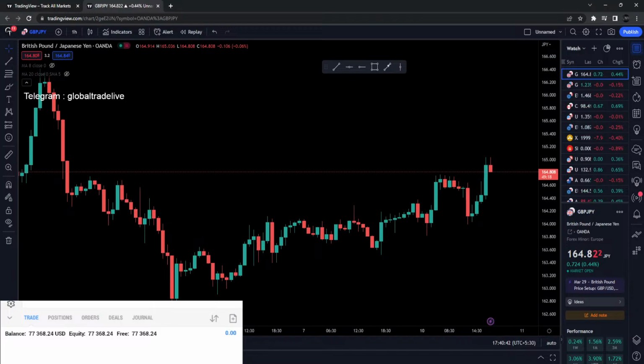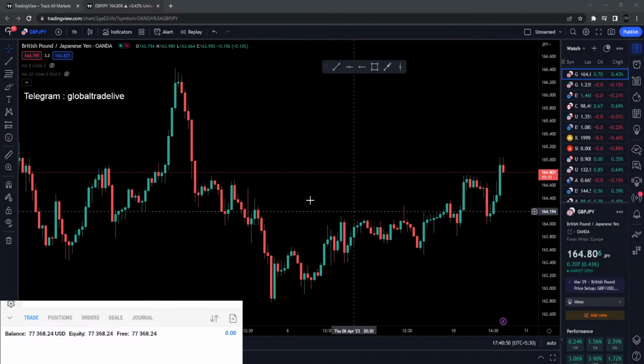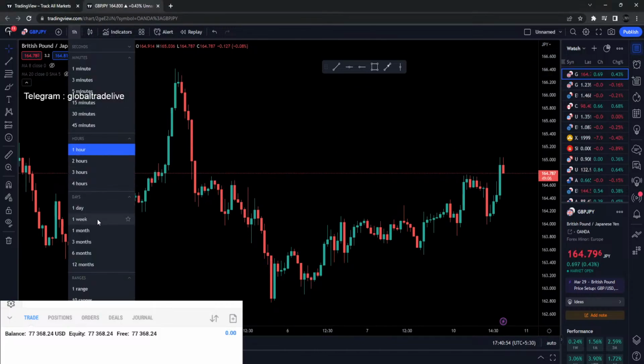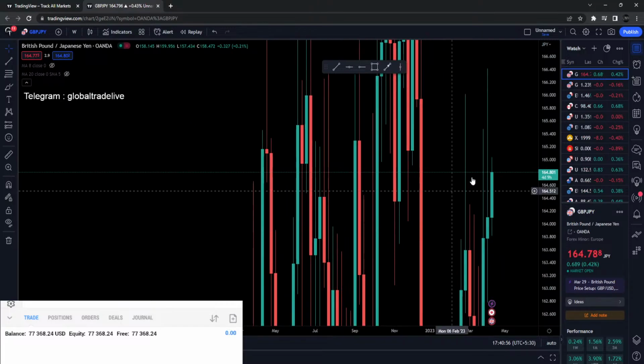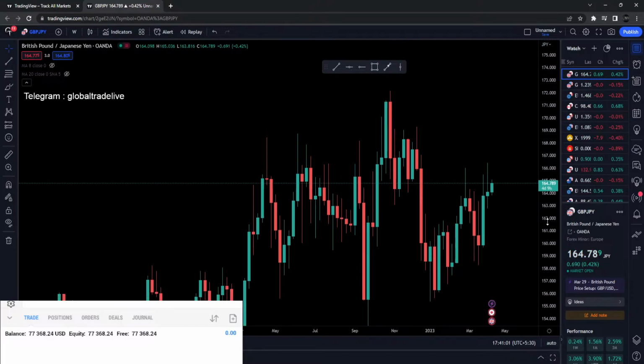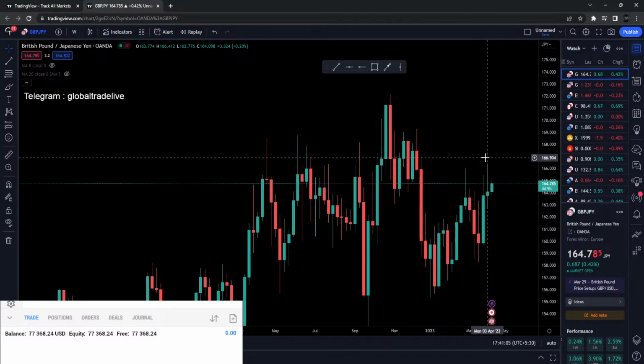Okay, so let's just quickly analyze GBP JPY. The thing is, the market was moving up, and on the range on the left, let's just quickly have a look at the weekly. Today is the first day of the weekly candle, and the candle is moving up. Looks like it's gonna fill the previous candle's wick.